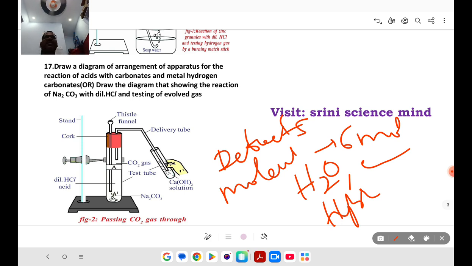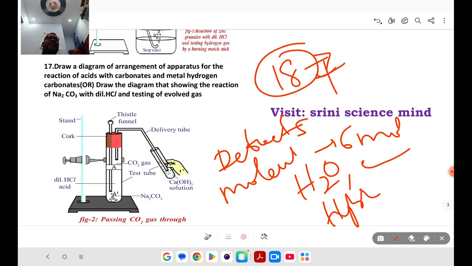I told you in the previous class that 18 activities will come in the exam. Study the diagrams of 18 activities, right? Lesson wise I told you the 18 activities plus their diagrams. If you study, you will not miss those 7 marks, right?